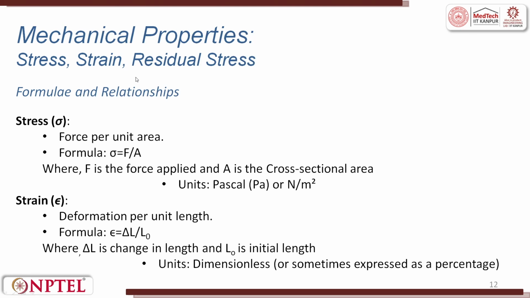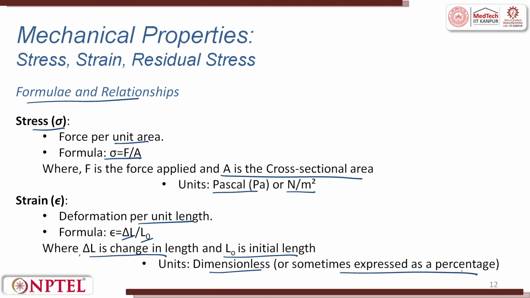Just to recall certain relations and formulas: stress, denoted by sigma, is force per unit area, where F is the force applied and A is the cross sectional area of the body. The units of stress are Pascal or Newton per meter square. Strain is deformation per unit length, that is the change in length per unit initial length, where delta is the change in length and L naught is the initial length. Units are dimensionless, or sometimes it is expressed as percentage strain, the percentage elongation, or in compression the percentage compression.